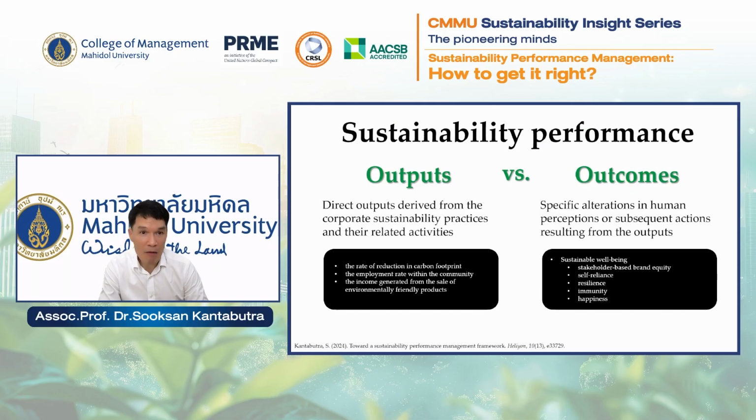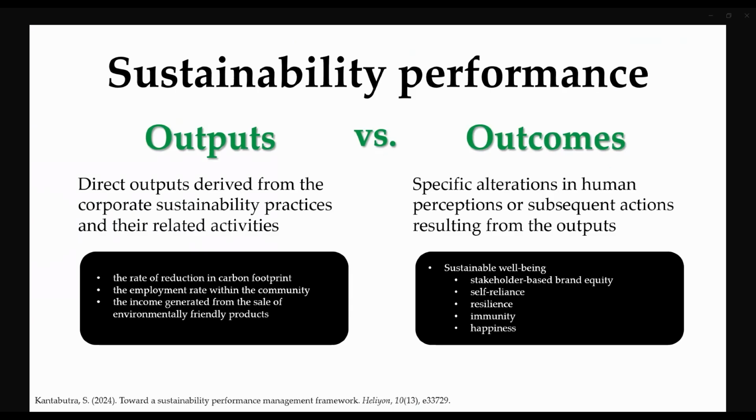But the other part that people don't measure is the sustainability outcome. Okay, the sustainability outcomes are specific alterations in human perceptions or subsequent action resulting from the output. So after you deliver the output, what happened to your stakeholders? That is outcome. Okay, so the outcome includes stakeholder-based brand equity. We talked about that, right? Self-resilience, the ability to stand on one's own.